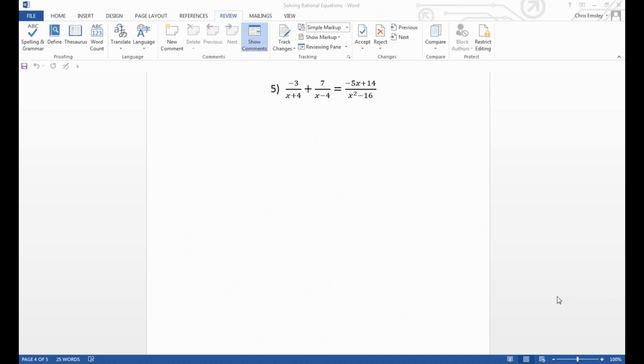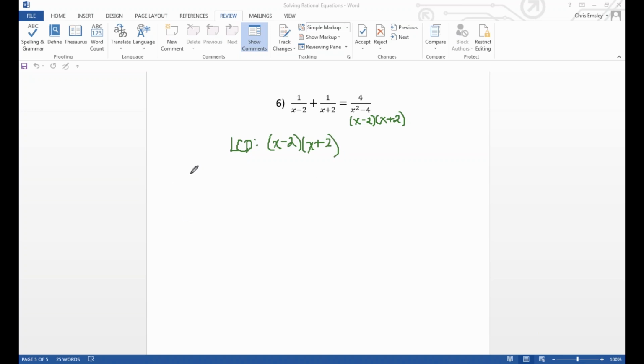Okay, one last example just to make sure you guys have this. Here we go. Again, this looks really similar to the last one, so we want to start off by finding, I'll turn my pen on, what is that least common denominator? And maybe before we can answer that, we want to factor this piece. That denominator factors. So our least common denominator is just going to be those 2 factors multiplied together, x minus 2 and x plus 2.